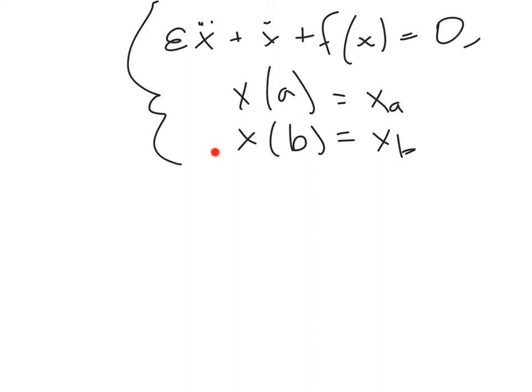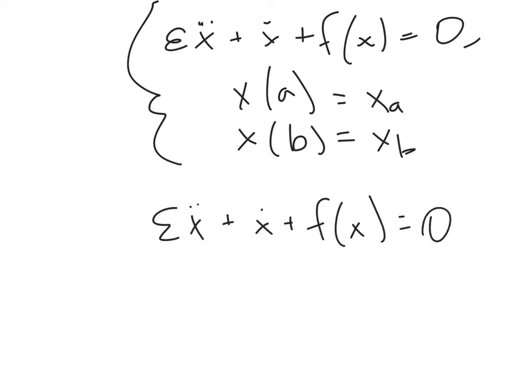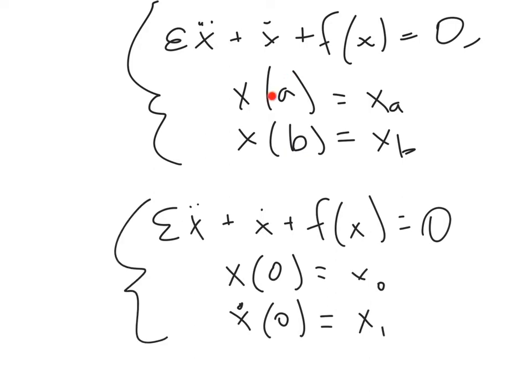So one option is that we're given the value of x at two different points in time, and another option is that we have epsilon x double dot plus x dot plus f of x equals 0, and then we maybe are given x at time 0, and maybe we're also given a value of the derivative at time 0. So these are two different ways to specify the two pieces of information that we'll need to solve for the unknown constants that will come up in our solution.